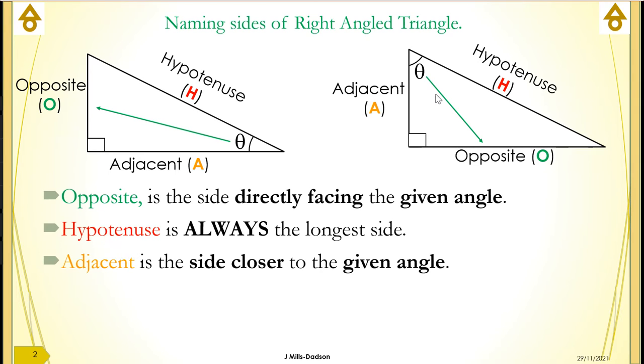So what you realize is that irrespective of the position of the given angle, hypotenuse is always fixed. It's always the adjacent and the opposite that keeps changing. So they take the position depending upon where the angle is.